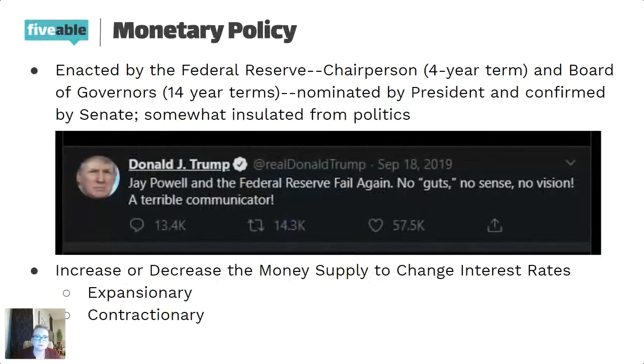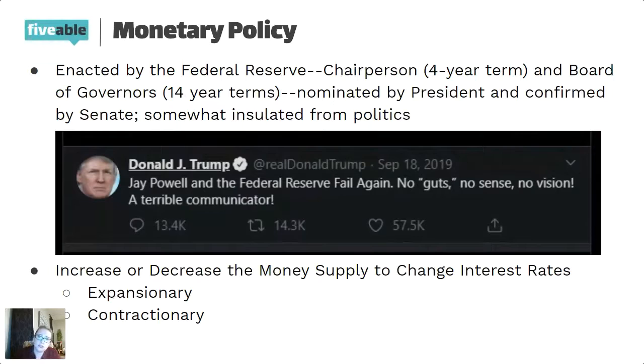Monetary policy is policy enacted by the Federal Reserve. And just to let you know the structure of the Federal Reserve, the Federal Reserve is mostly a private bank. However, some of the very top people in charge of the Federal Reserve are appointed by the president. But these appointments aren't like the president's cabinet that he can just hire and fire at will.